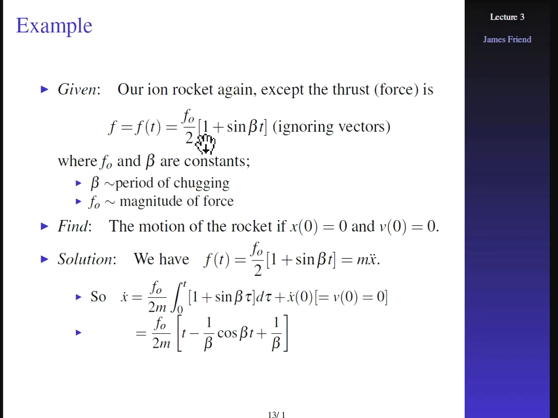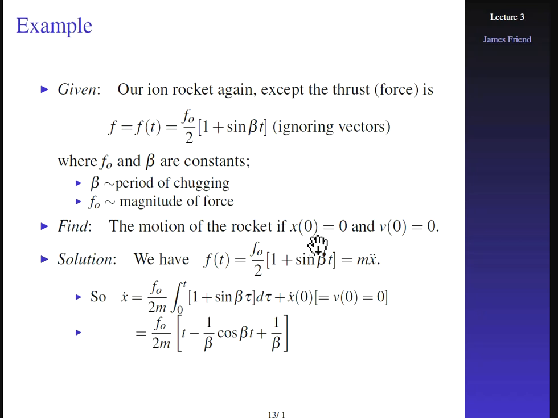But if you notice what goes on, you can see that the force as a function of time t goes from F0 at its peak down to 0. And it's a function of beta. So this describes our period. It's our wave number, 1 over our period, roughly. And this F0 is the magnitude of the force.